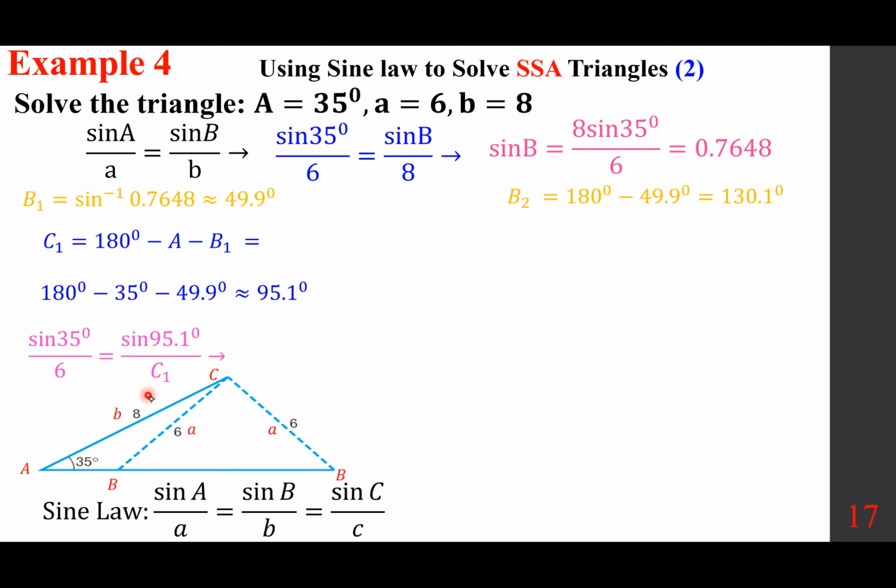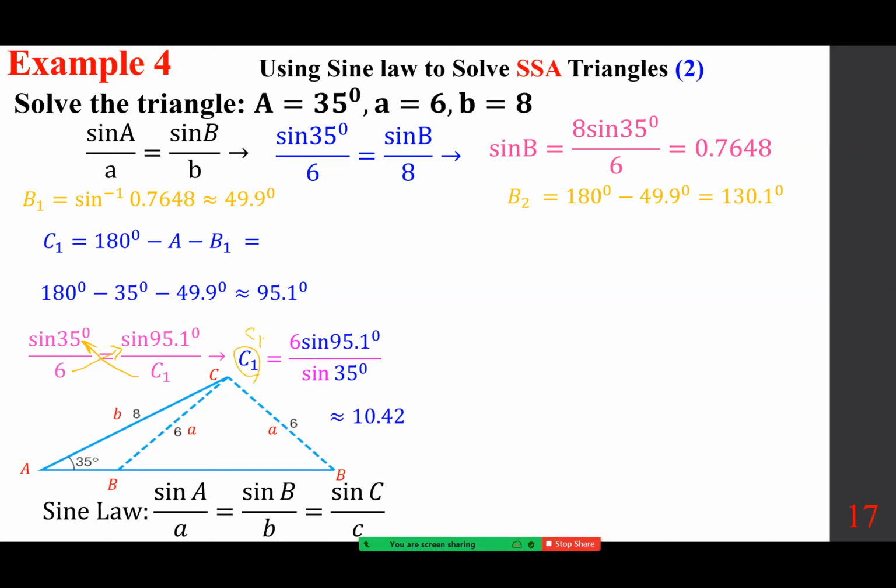Cross product will do the job. Six times sine 95.1 is c sub 1 times sine of 35. So c sub 1 is 6 times sine 95.1 divided by sine of 35. And that ends up being, using a calculator, 10.41. So this is lowercase c, okay? It may look like uppercase, but it's lowercase c, 10.42.